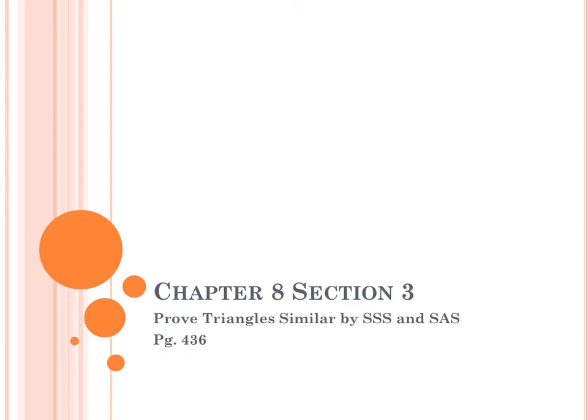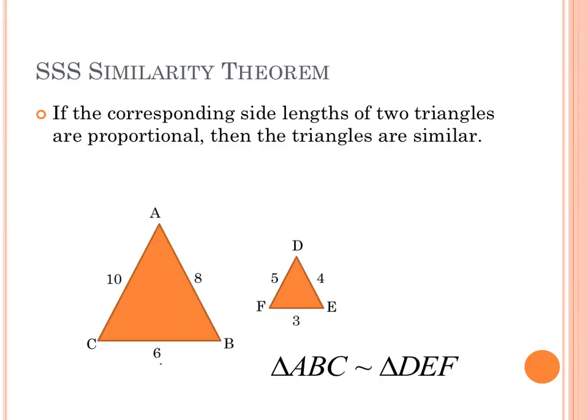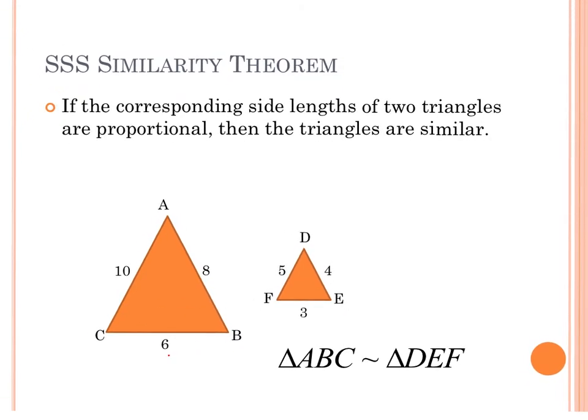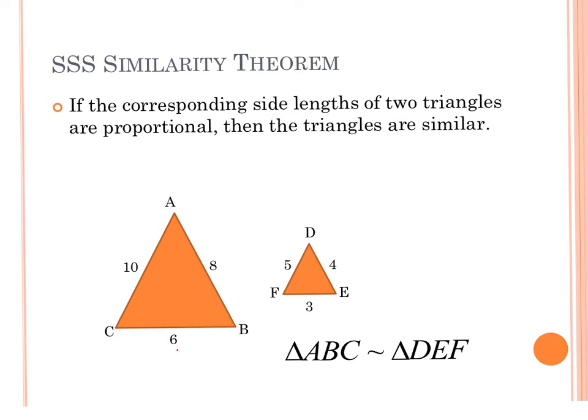Okay, so today we're going to begin Chapter 8, Section 3, and we're going to learn the last two shortcuts for showing that two triangles are similar. The first shortcut is side, side, side, and the second one is side, angle, side. So let's take a look at our first theorem, the side, side, side similarity theorem. This one states that if the corresponding side lengths of two triangles are proportional, then the triangles are similar.